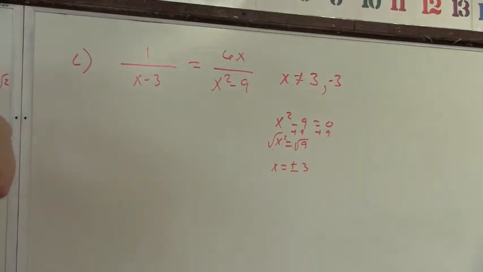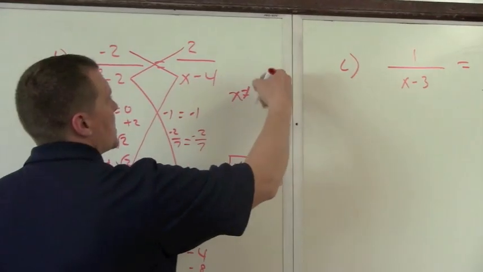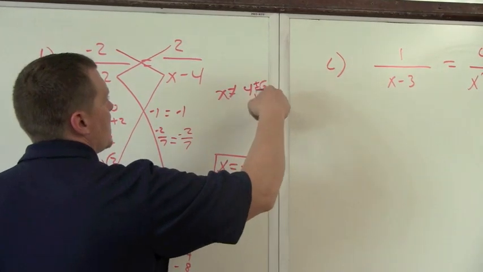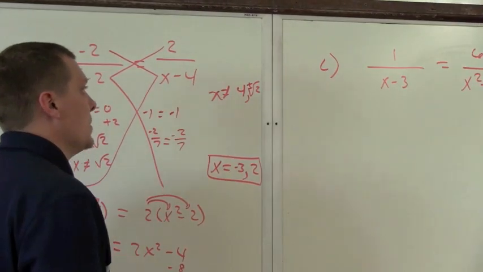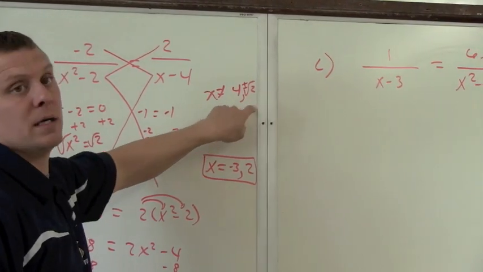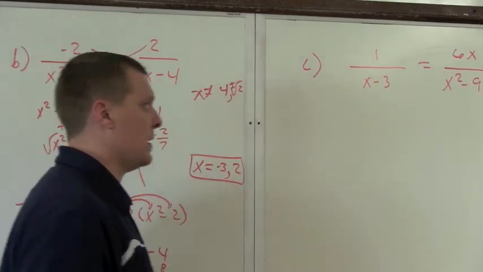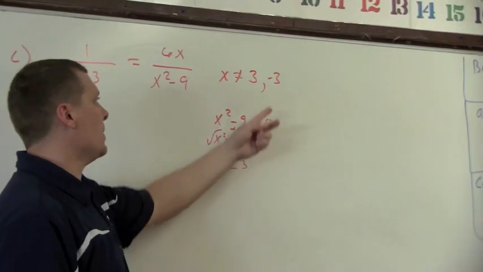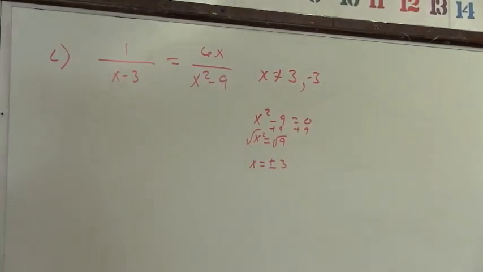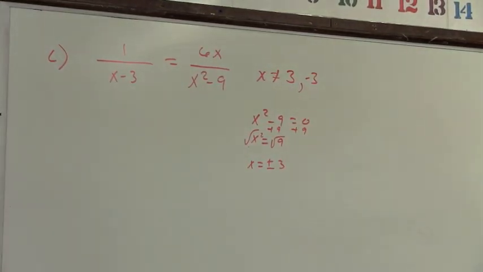Oh, by the way, come back over here. X could not be 4 or plus or minus 2. It should be a positive and negative square root of 2. I forgot my plus and minus there. So you can add that in if you want, but it didn't have any effect on that problem. But over here it might. So we have 3 and negative 3. X cannot be 3 or negative 3.